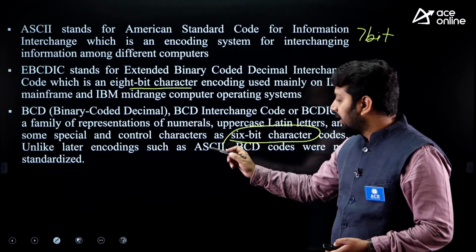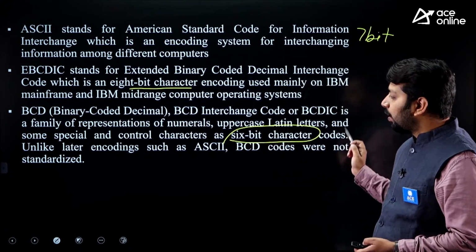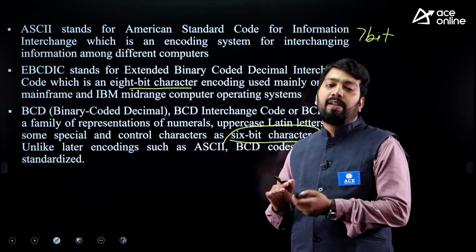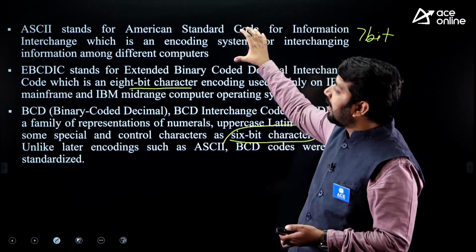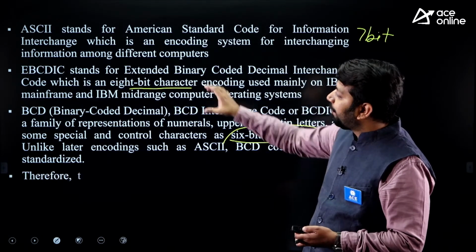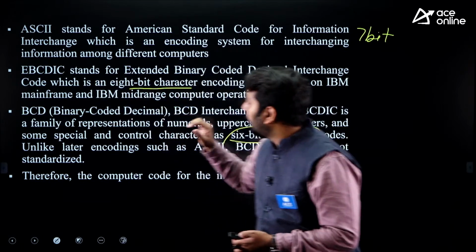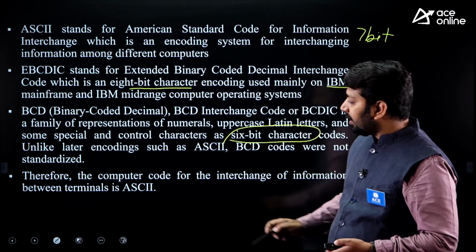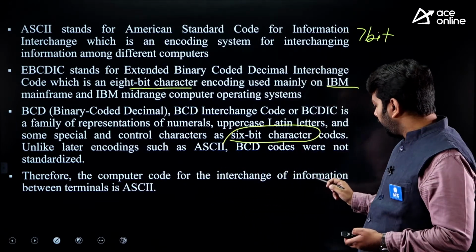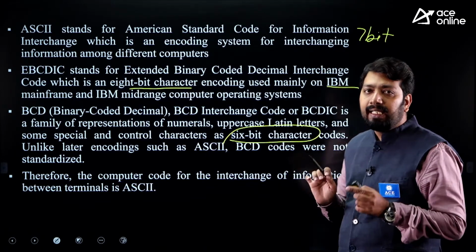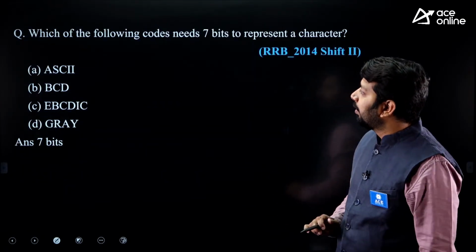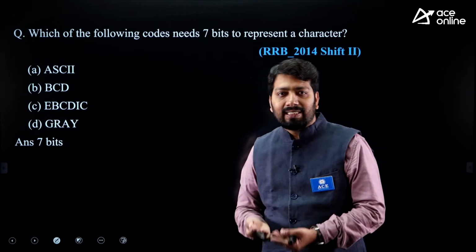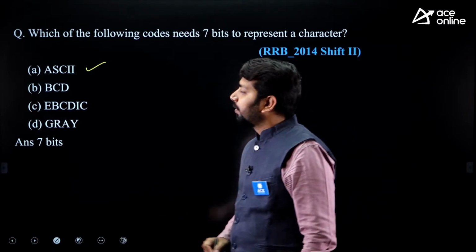Unlike later encodings such as ASCII, BCD codes were not standardized, so we cannot use them with every computer. ASCII code can be utilized. And what about EBCDIC? It is only used by IBM, and it is 8-bit. Therefore, the computer code for the interchange of information between terminals is ASCII. Next: which of the following codes needs 7 bits to represent a character? We just talked about it. The answer is ASCII code.